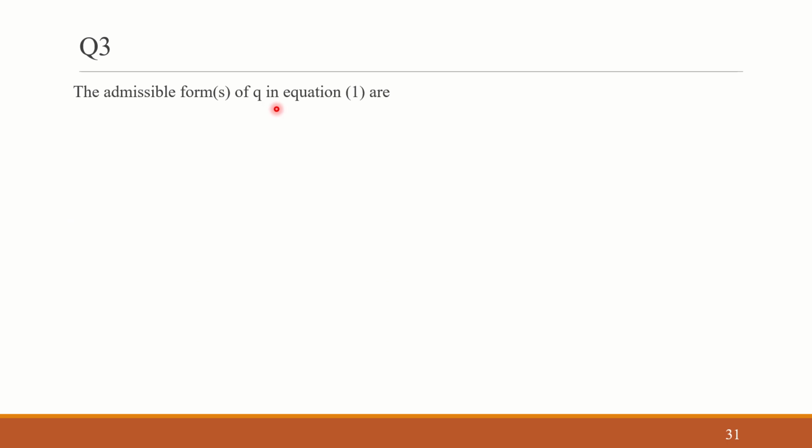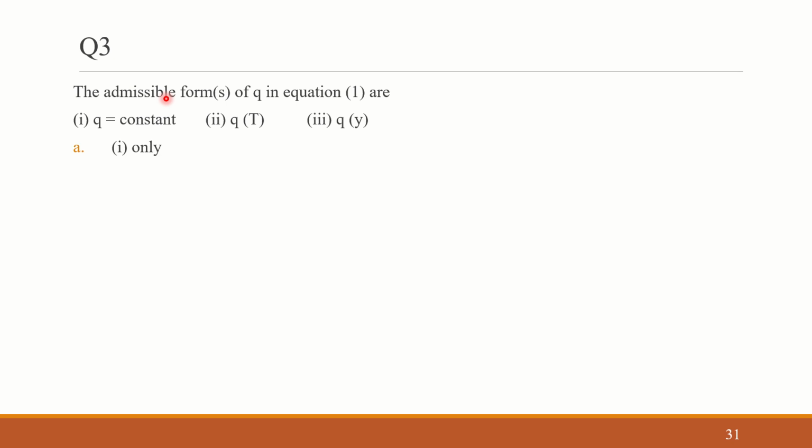Admissible forms of Q in equation 1 are. Again, admissible forms of Q. So Q is equal to K into d square T by dy square. What are all the admissible forms of Q? 1, Q is constant; 2, Q is a function of T; and 3, Q is a function of Y. So what do you think is the answer? I'll give the options first.